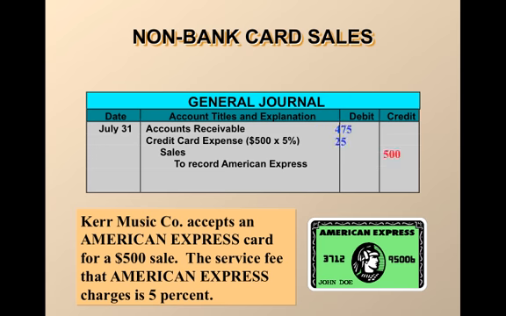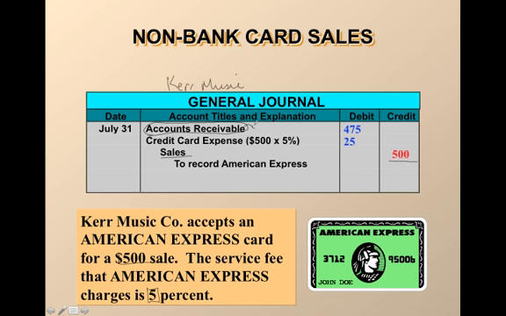So let's look at this example here. Kerr Music Company accepts an American Express card. So again, this is the journal entry in the books of Karen Kerr's Music Company, okay? So Kerr Music. And the sale was for $500. So right off the bat, I know that their revenue is $500. The fee is 5% in this example. So that's $25, a debit to credit card expense. But the difference here, it's going to be accounts receivable, not cash.